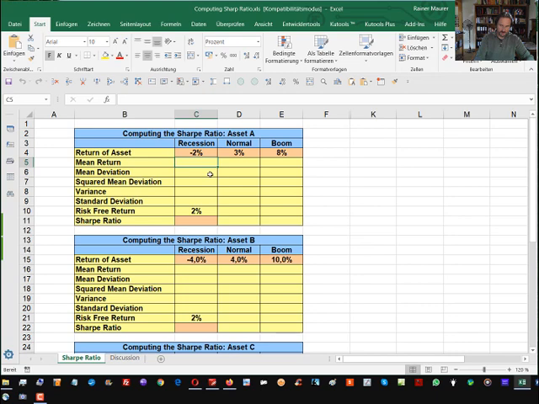So the mean return is the average value of these 3 internal rates of return that might be realized. It's exactly 3%. Now we have to calculate in the next row the mean deviation. The mean deviation is the return of every situation minus the mean return. And now we have to calculate the squared value of the mean deviation, which means the mean deviation to the power of 2.